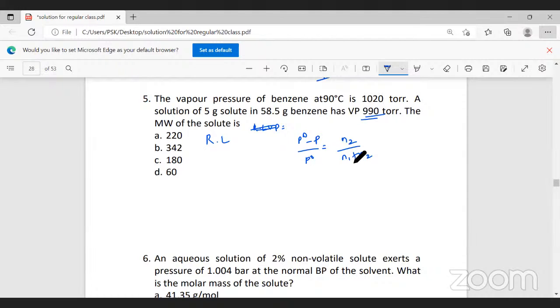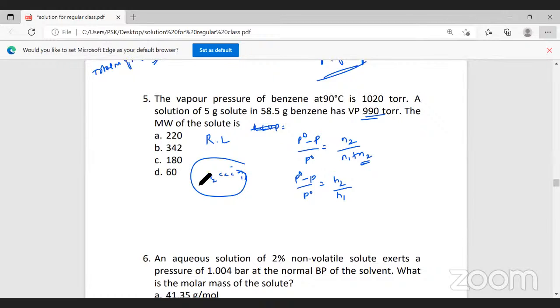This derivation is there in your 12th, so please pay attention. P naught minus P divided by P naught is equal to, I can write, N2 divided by N1. Why do I write only N2 by N1? I ignore N2 because N2 is very, very small compared to N1, as we are preparing a dilute solution. In a dilute solution, the number of moles of solute is very small. Therefore, N2 is neglected compared to N1, and the formula reduces to P naught minus P divided by P naught is equal to N2 by N1.